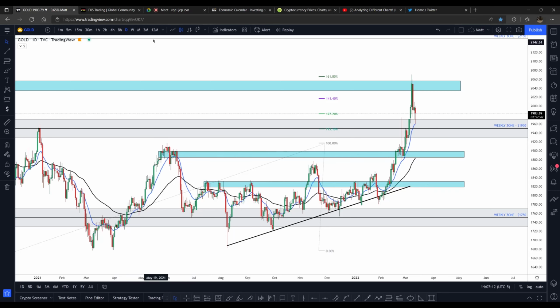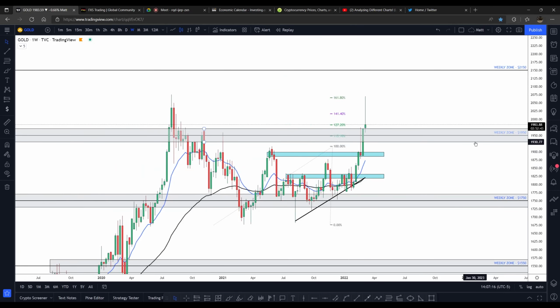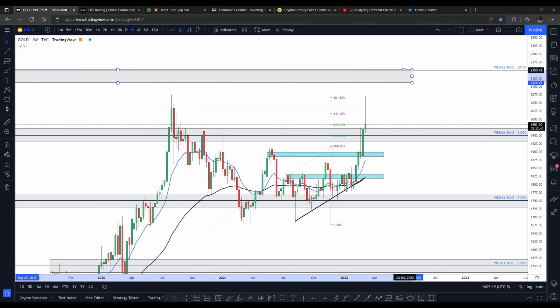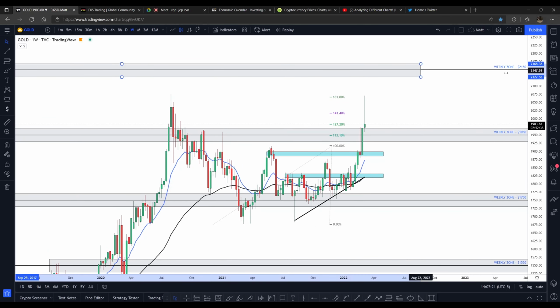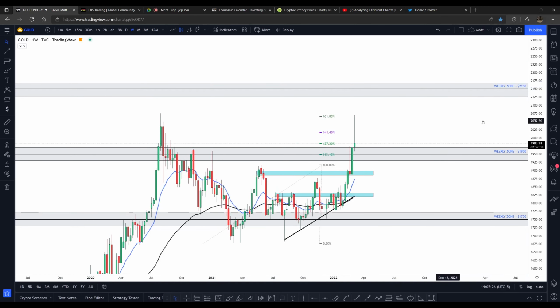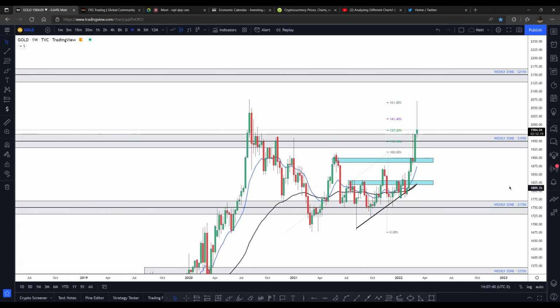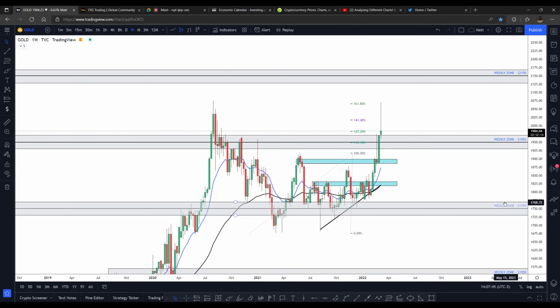All right, so let's continue with gold. For gold, I have this weekly zone, although I didn't have this gray rectangle drawn out, so let me extend this really quickly and send it to the back. More or less, this isn't exact, but every $200 or so, I noticed that's basically where my weekly zones lined up. So this one's at 1950, this one's at 1750.